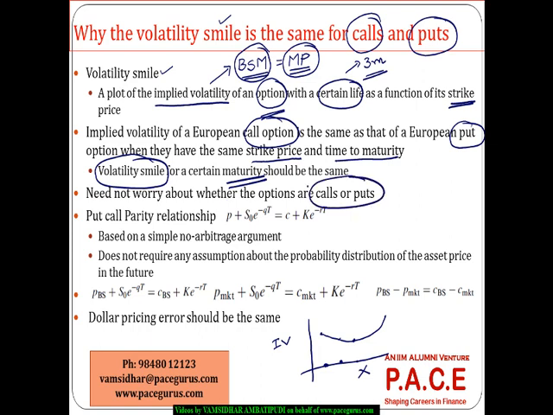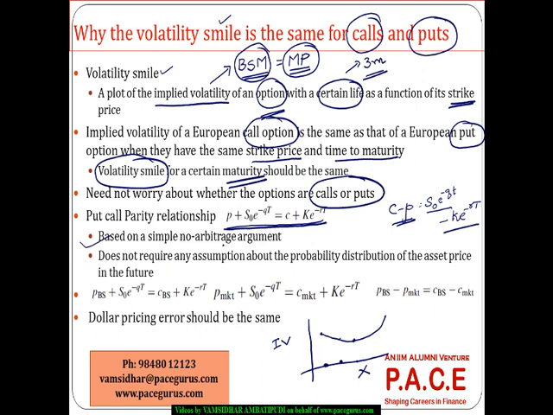So we are really not bothered whether we are working it out for the call options or the put options, and this is even based on the put-call parity relationship. If I am looking at put-call parity, we simply say the call price minus the put price is nothing but the present value of the stock minus the present value of the strike. The stock price minus the strike price. That should be the difference between the call and the put. So this is purely based on a simple no-arbitrage argument.